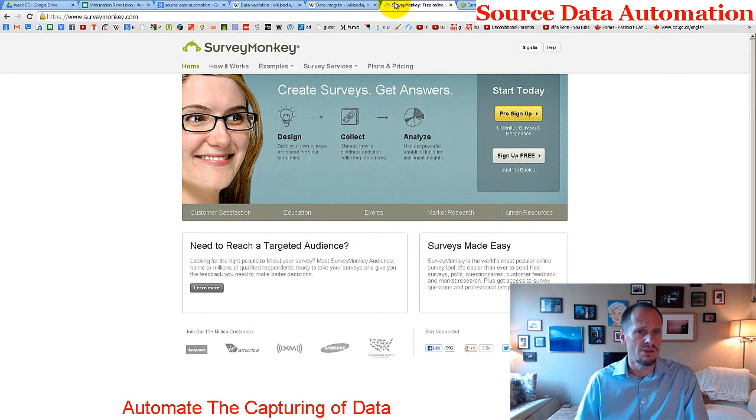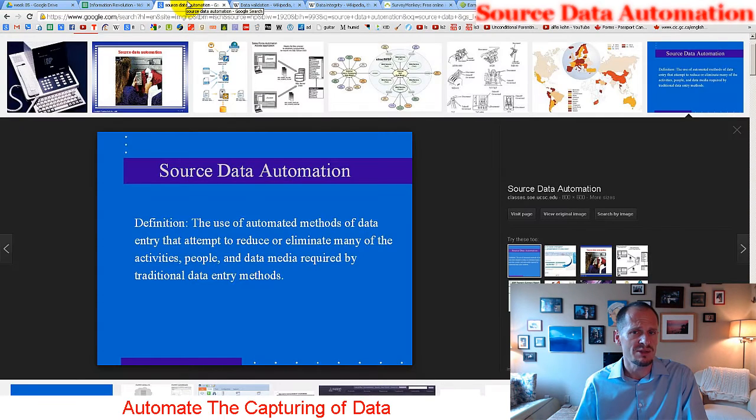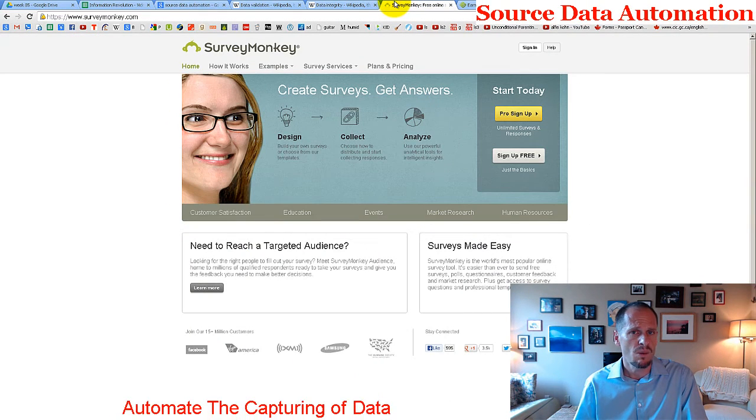But the main thing you're going for here is you're learning about this concept of source data automation, where we're trying to get the capturing of data to go straight into the computer with as few people touching it as possible, right? Where ideally it's pretty automated and it reduces the chance for human error. So that's the idea behind it.